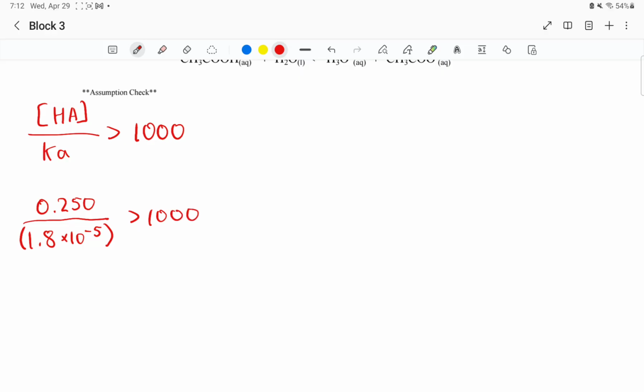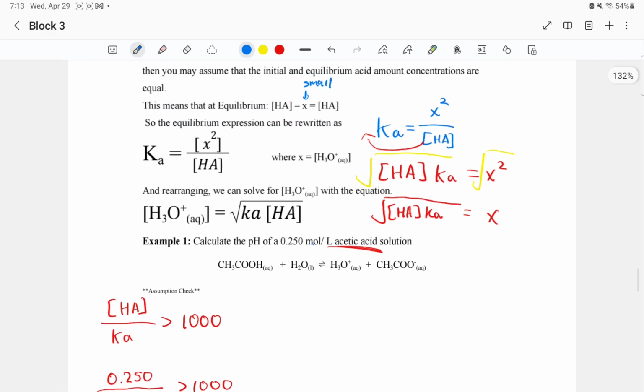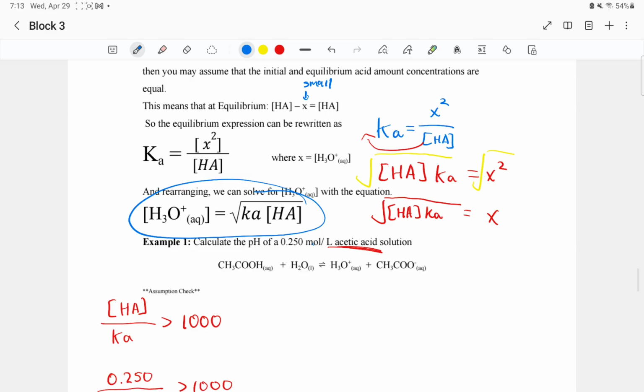So if this is true, that's good for us. If it's not true, then that's not good. So here we go. 0.25 divided by 1.8 times 10 to the power of negative 5 ends up giving us 13888. All right, so it holds. Since 13888 is bigger than 1,000, that means we can straight up use this formula right here.